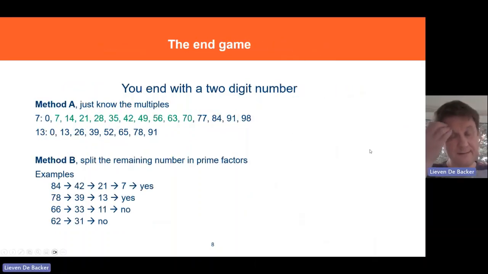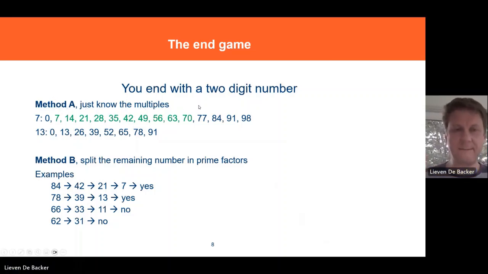Okay, these were the rules. In the end, in this case, you end with a 2-digit number, which is still different from the methods 1, 2, 3, 4, 5, 6. You end with a 2-digit number. So if you're interested in divisibility, then you use method A. So people that are interested in the matter, they already know the multiples of 7 and they know the multiples of 13. So for 7, it's easy.